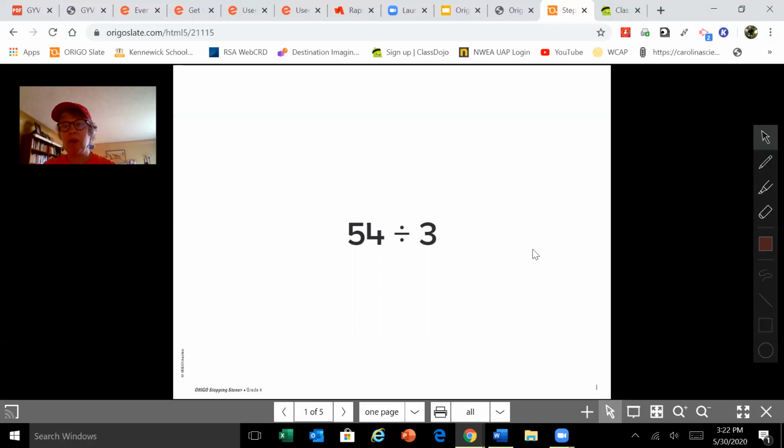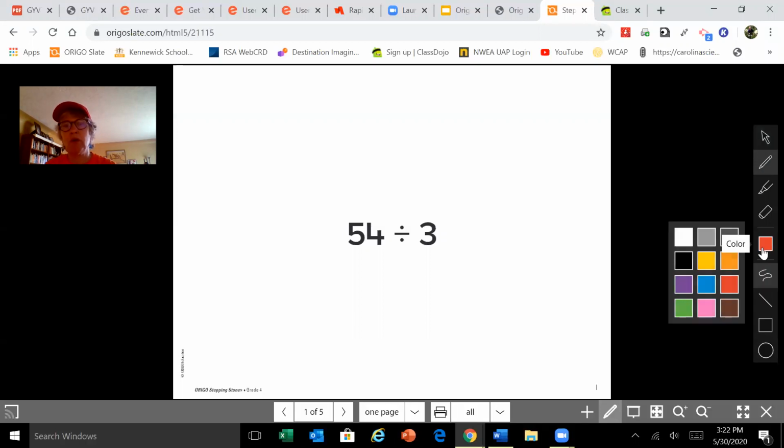So what I'm going to do is basically kind of do a number bond. I'm going to split the 54. So I'm thinking, how could I split these numbers so that both numbers would be divisible by 3? So then I think, okay, I'm going to split 54 into 30 and 24. And I recognize that 3 goes into both these numbers evenly.